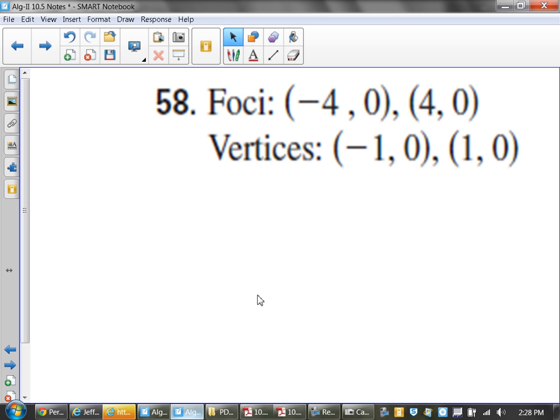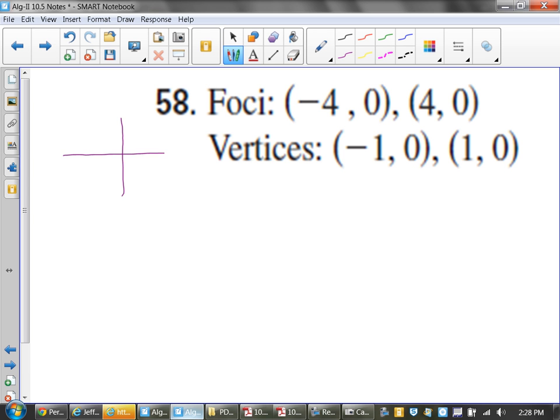So first thing you want to figure out is, is this one going to open left and right or up and down? Left and right. How do you know? X squared would come first. Well, how do you know it's going to open left and right? Check the numerator. Because the focus, the A comes first. The y is constant and zero. Right.